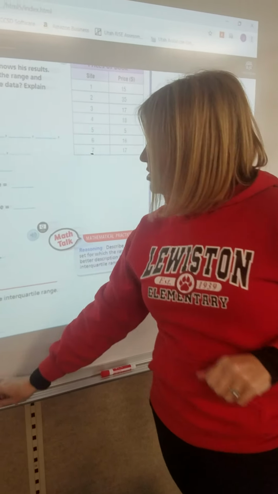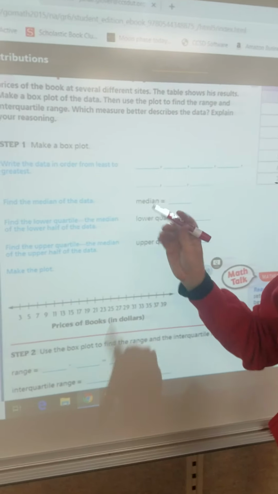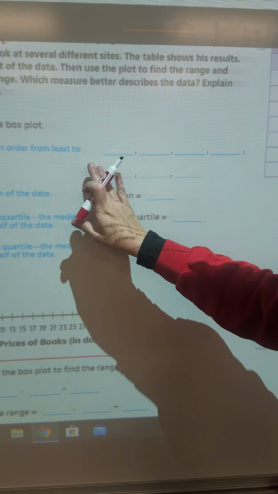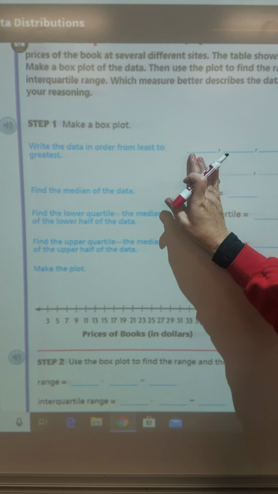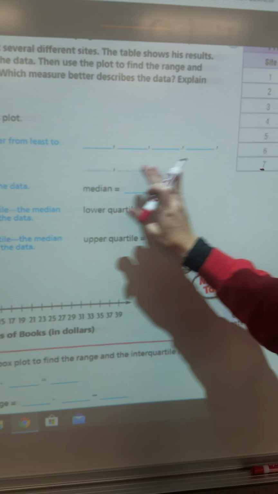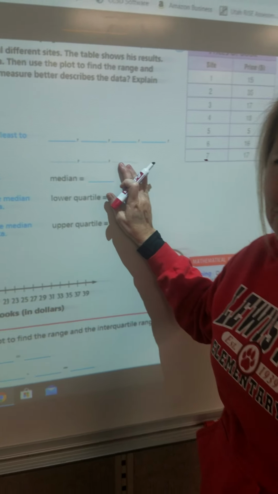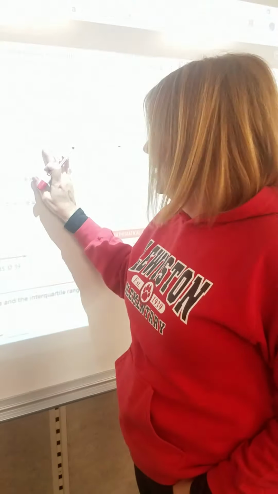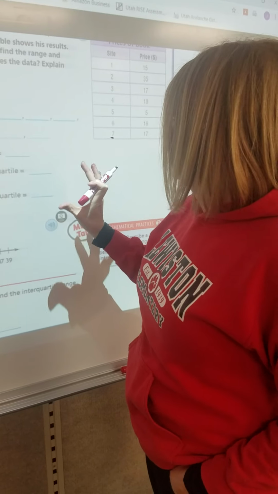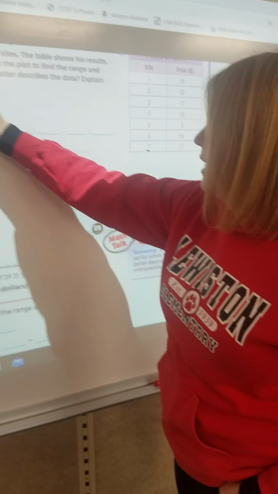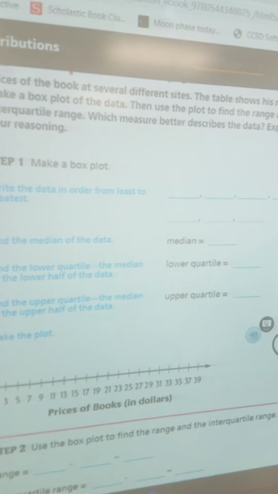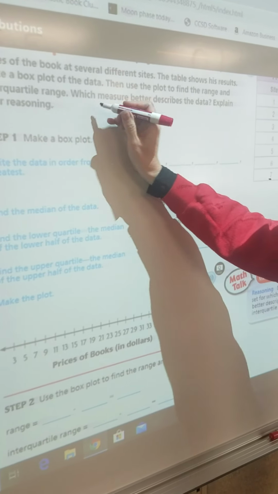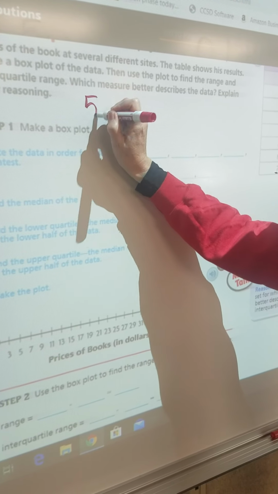Okay, so I'm going to start, boys and girls, by putting that data in order from least to greatest. Now, I don't love the way our book did this because they have those 4 and then these 3 on the next line. That's hard. So I'm just going to write it all out right here from least to greatest. My smallest data value is 5.